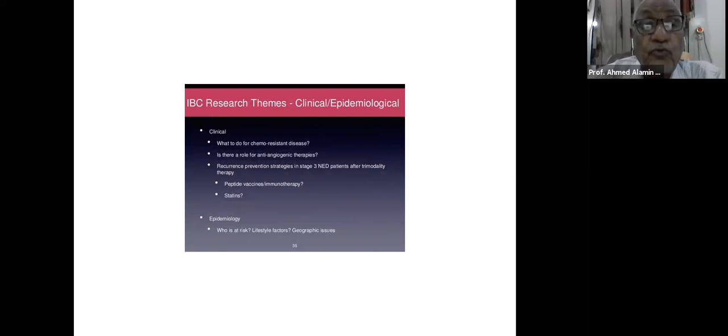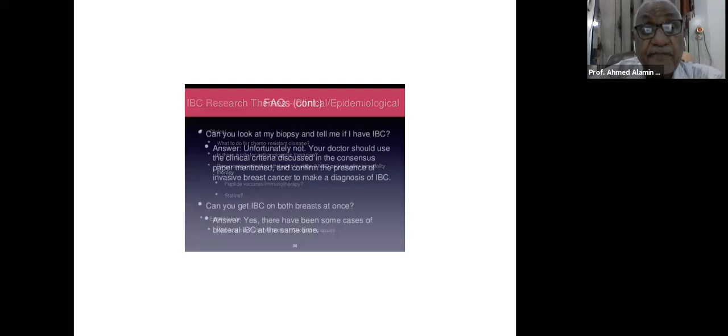What to do for chemo-resistant disease? Is there a role for anti-angiogenic therapies, recurrence prevention strategies, peptide vaccines, statins? Of course, if you give neoadjuvant chemotherapy and they don't respond, the oncologist usually gives them radiation. And luckily, a lot of patients who do not respond to line 1, line 2, line 3 respond to radiotherapy, and surgery was made possible.